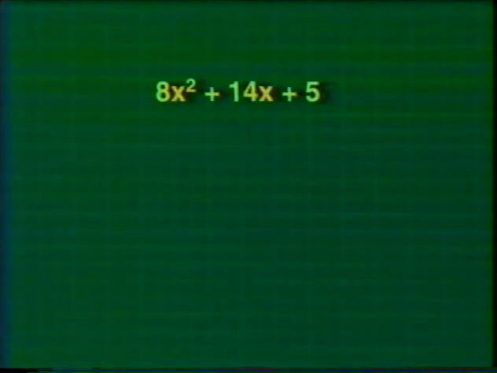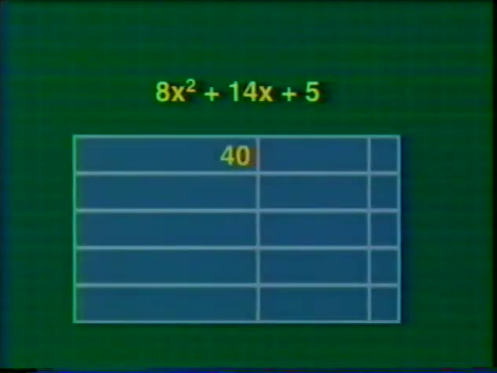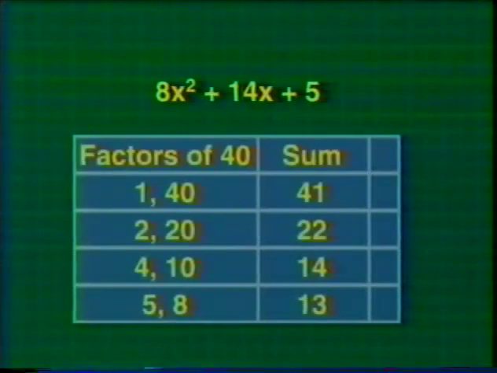Remember, in this case, we are factoring a trinomial in which the coefficient of the square term is not equal to 1. Step 1 is to multiply the first coefficient by the last number in the trinomial, which in this case gives me the number 40. Step 2 is to list all the possible factors of the product from step 1.